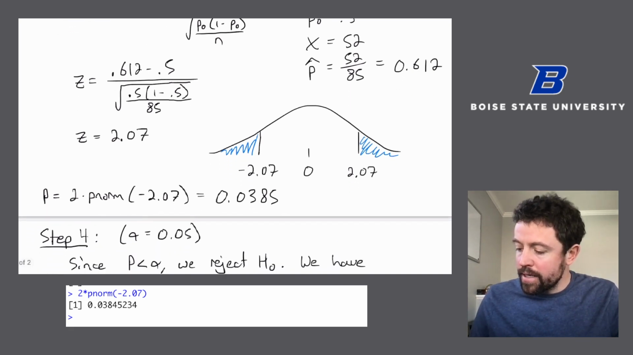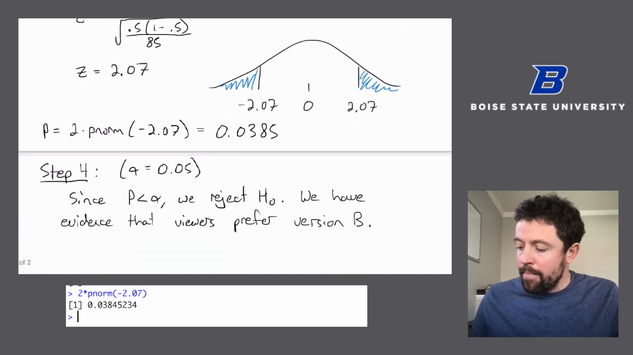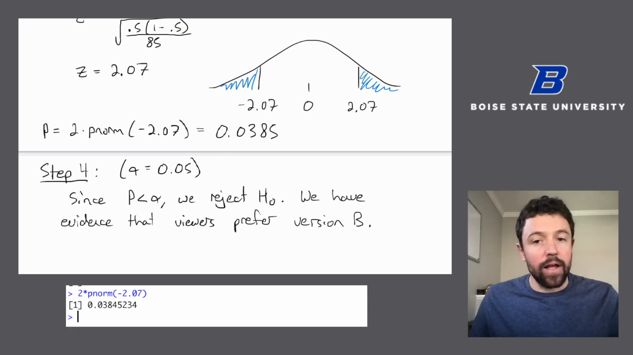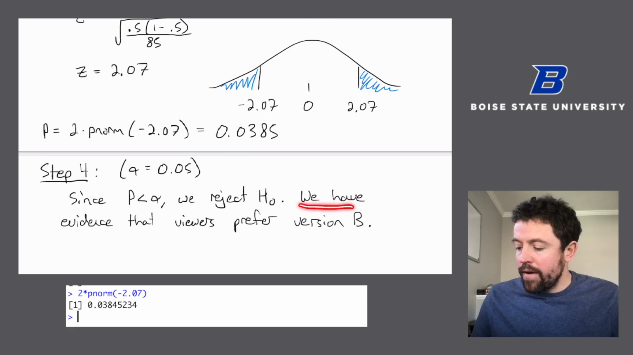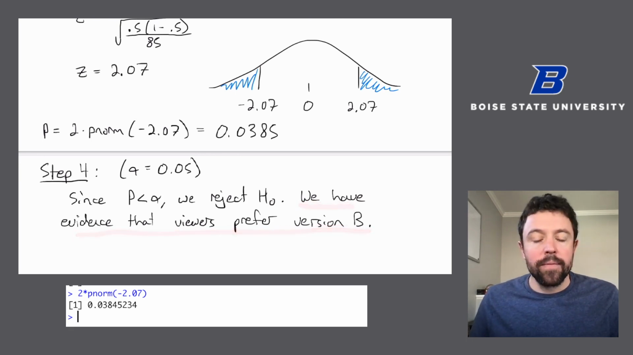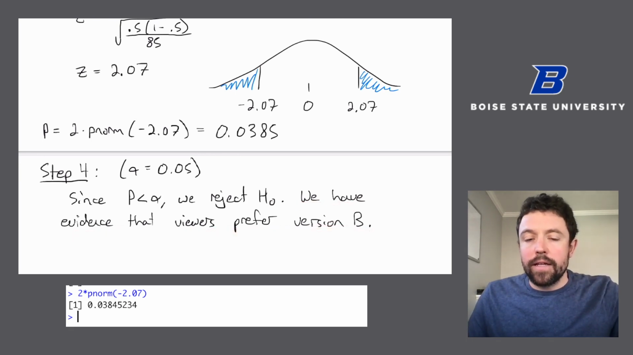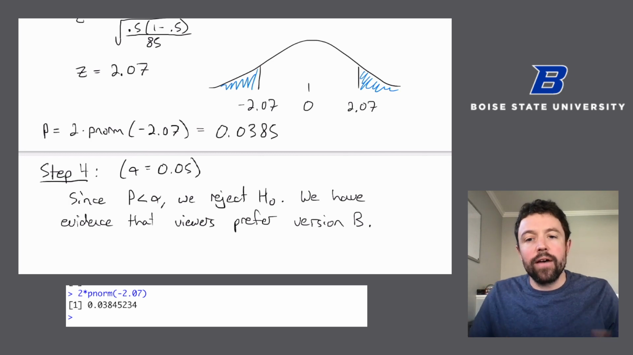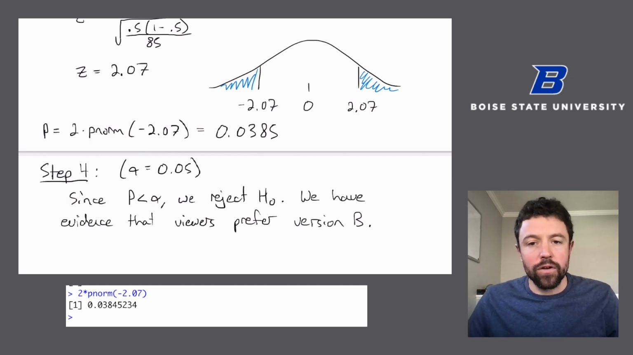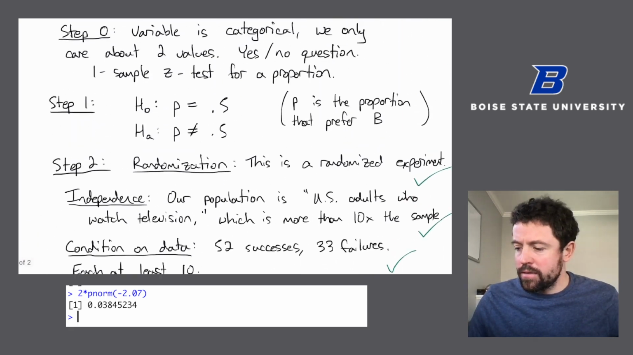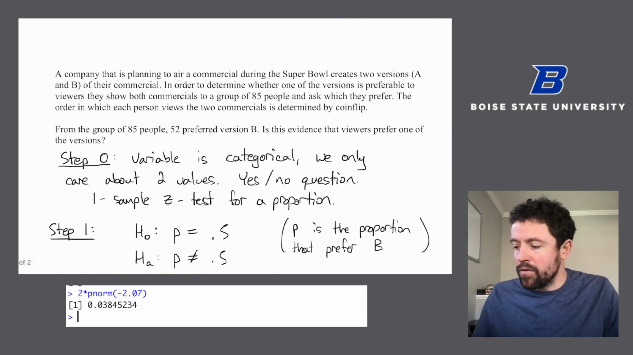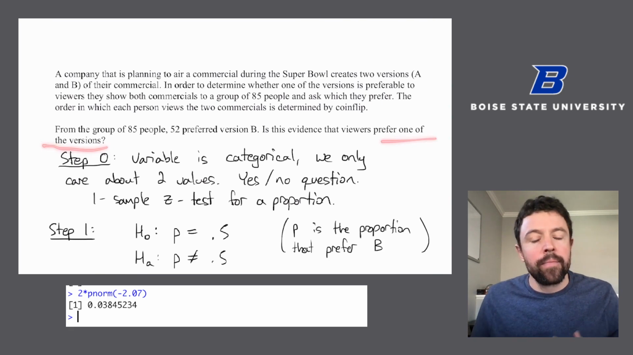And then when we got to step 4, we rejected the null hypothesis because p was less than alpha. And notice I said we have evidence that viewers prefer version B. Now, I think, and often the workbook does this, and I don't know that I would mark this wrong on an exam, you might be tempted to say, oh, we have evidence that viewers prefer one version over the other, right? Because that was what the question was, right? Is this evidence that viewers prefer one version over the other?